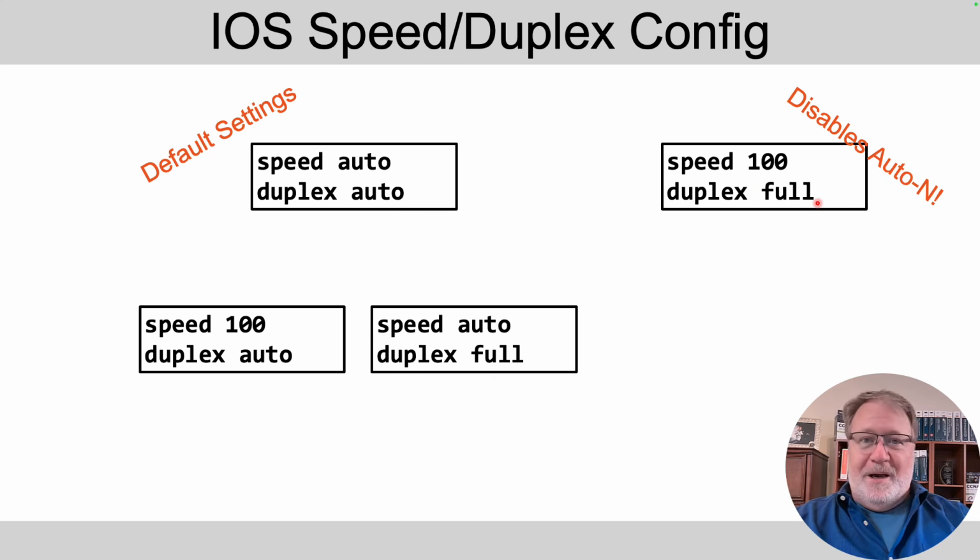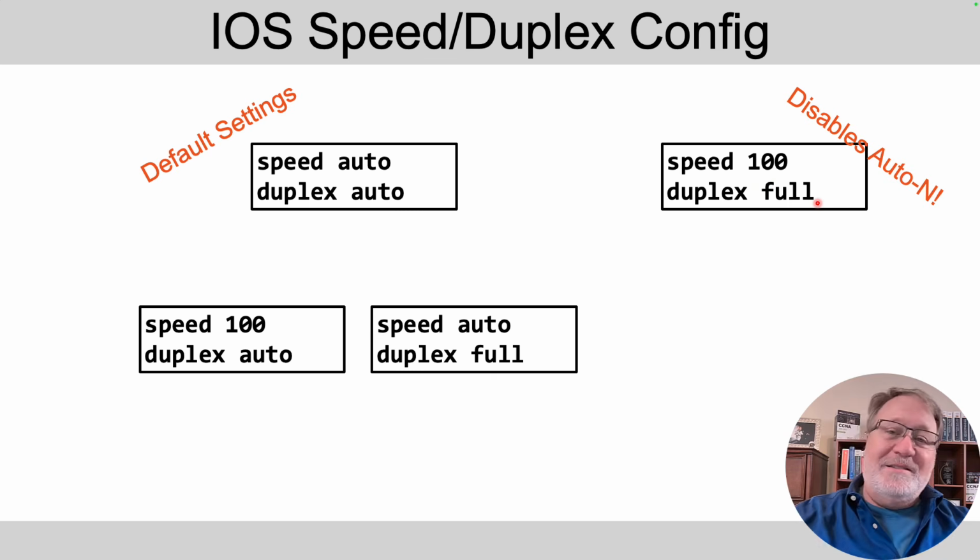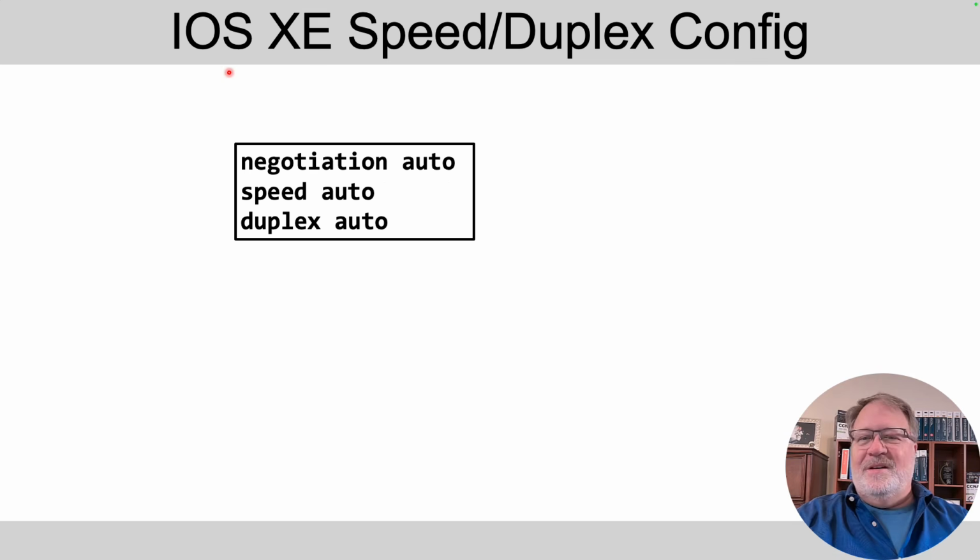Now you've opened up the possibility where if the other end's expecting auto negotiation, it could cause a duplex mismatch, which is bad. All right. But in real life, use auto negotiation. I'm just covering the bases so you're ready for the exam should they ask something on this particular topic. So that's iOS, the older operating system.